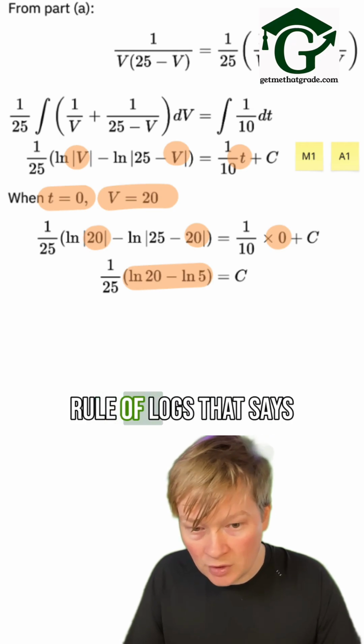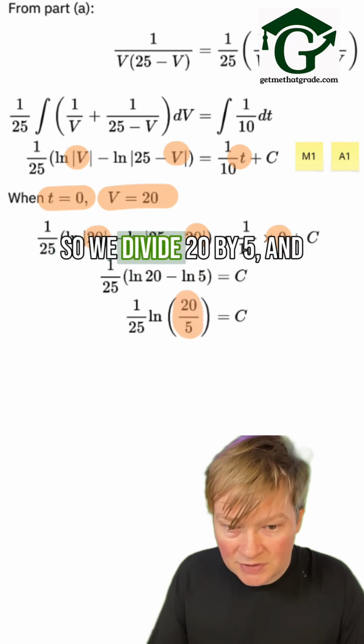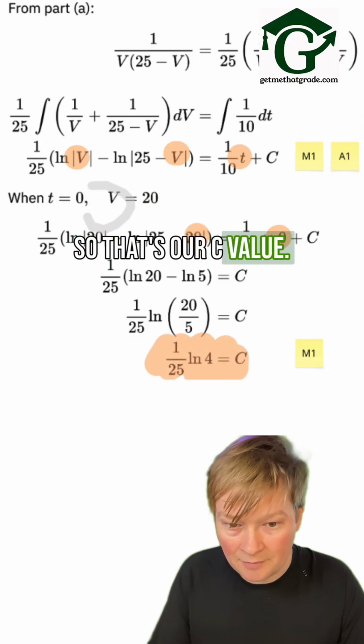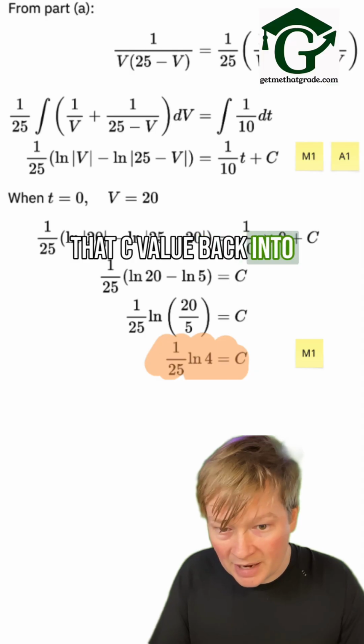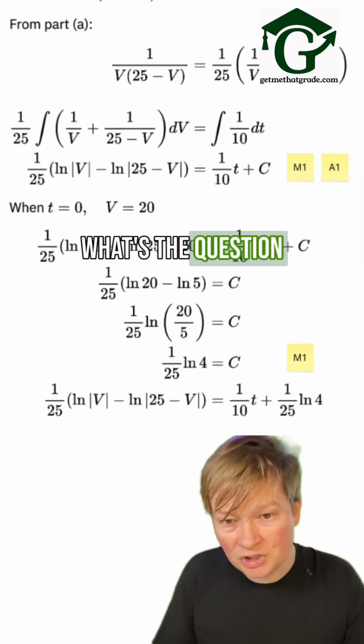And then we can use a rule of logs that says that when we subtract logs, we divide the arguments. So we divide 20 by 5, and that gives us natural log 4. So that's our c value. We can then replace that c value back into this equation where it first appeared. And there it goes. What's the question asking us to do?